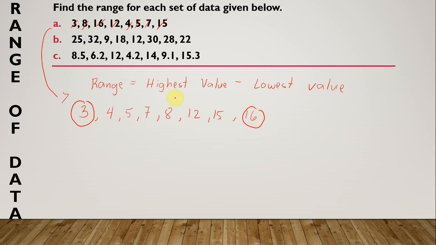Ang highest value natin ay 16 and ang lowest value natin ay 3. So, ibig pong sabihin, 16 minus 3. And 16 minus 3 is equal to 13. So, it means that the range for 3, 8, 16, 12, 4, 5, 7, and 15 is 13.